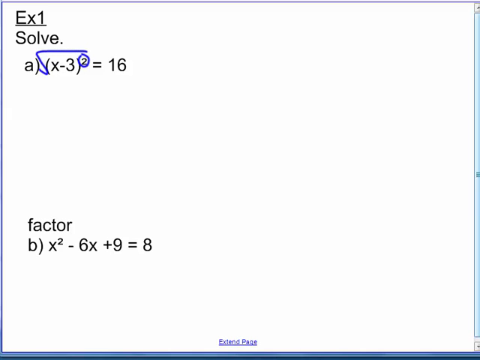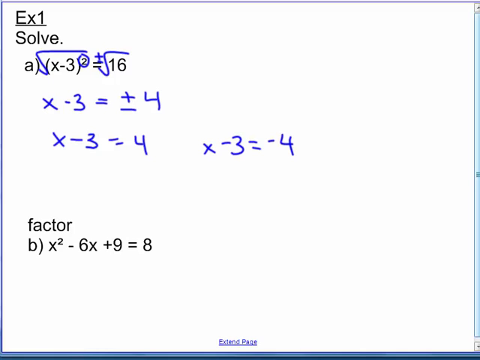So if I'm looking here, when I have that squared here, how can I get rid of that squared? I can take the square root, and I get plus or minus 4 here. So I have x minus 3 equals plus or minus 4, and then it's x minus 3 equals 4, x minus 3 equals negative 4. So I get my two answers, x equals 7 and x equals negative 1.